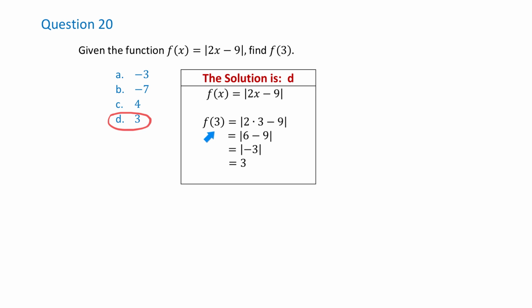To find f of 3 means to find the value of the function when x equals 3. So then in this function we replace x with 3. Then 2 times 3 equals 6, 6 minus 9 equals negative 3, and the absolute value of negative 3 is positive 3.